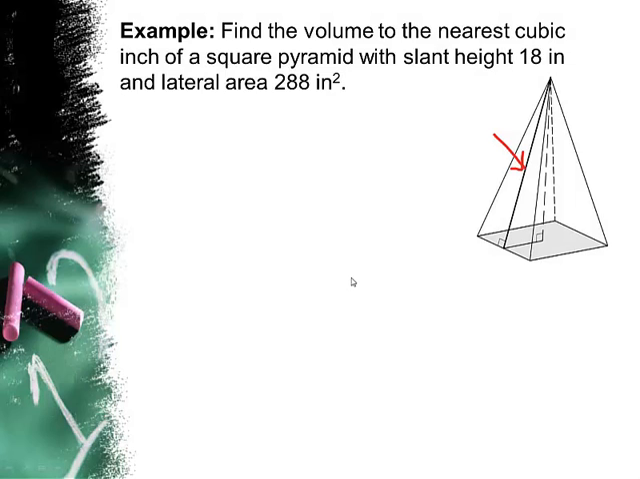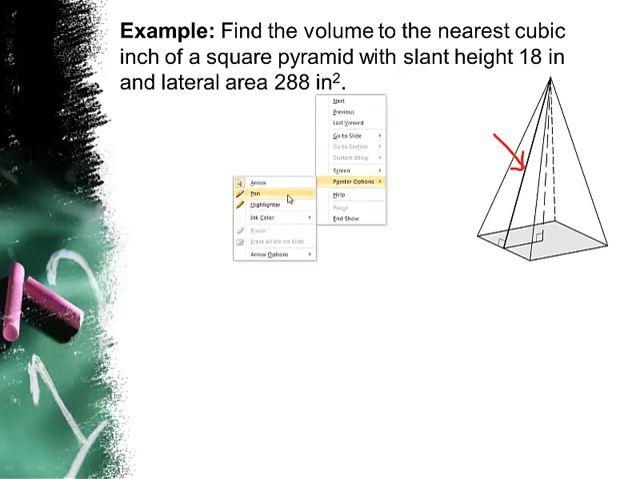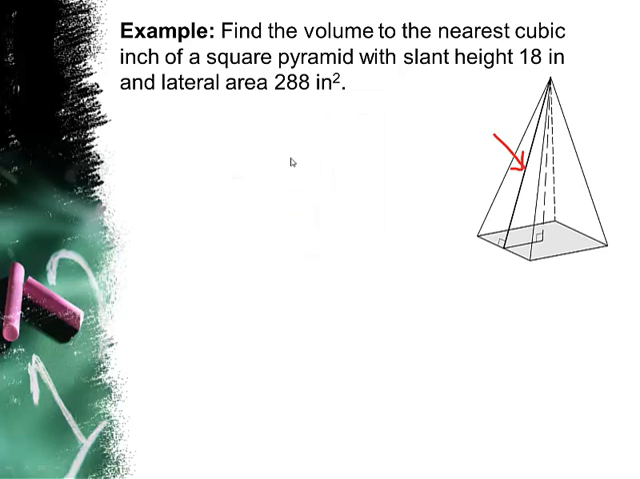All right, now we're going to find the volume to the nearest cubic inch of a square pyramid with a slant height of 18 inches and a lateral area of 288 inches, and that should be cubed. No, lateral area is squared. I'm fine. So anyways, there's my slant height. It's 18 inches. And since I know this 288, I'm going to go ahead and use the whole formula. The lateral surface area is 1/2 perimeter times length. Remember, we learned that in our previous section.